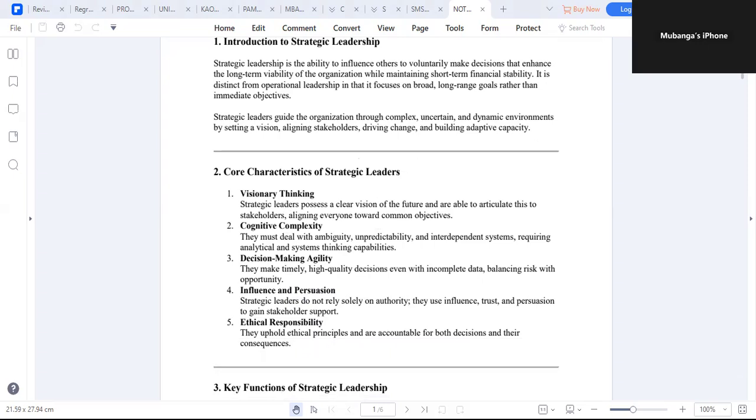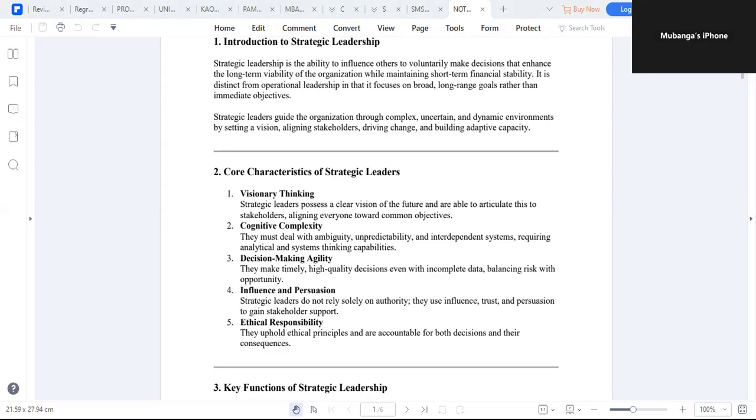Number one, they have the attribute of visionary thinking. Visionary thinking. So strategic leaders are forward-looking. They usually develop and articulate a clear, compelling vision that paints a picture of the desired future state. They look forward and not now. So this vision is what serves them as a guiding star. They behave like prophets in an organization setup, for lack of a better term.